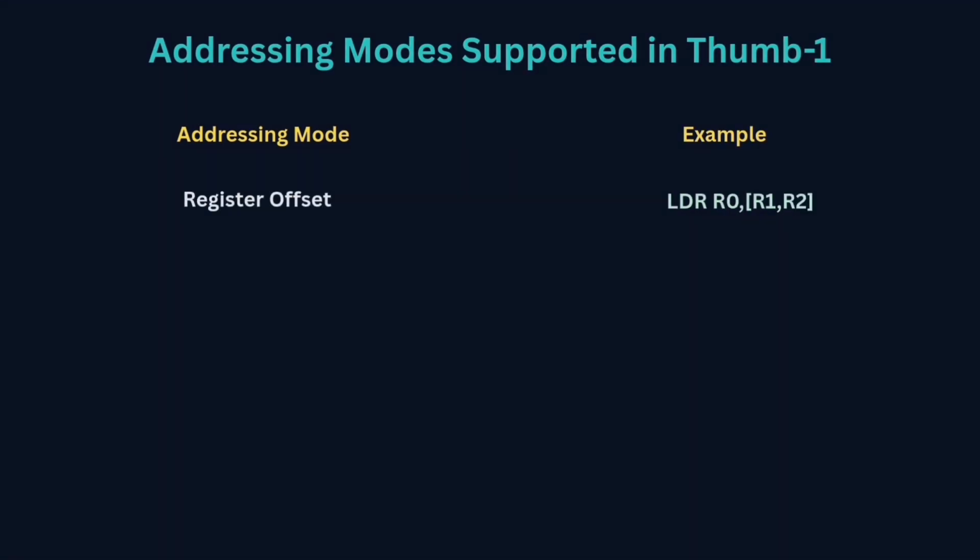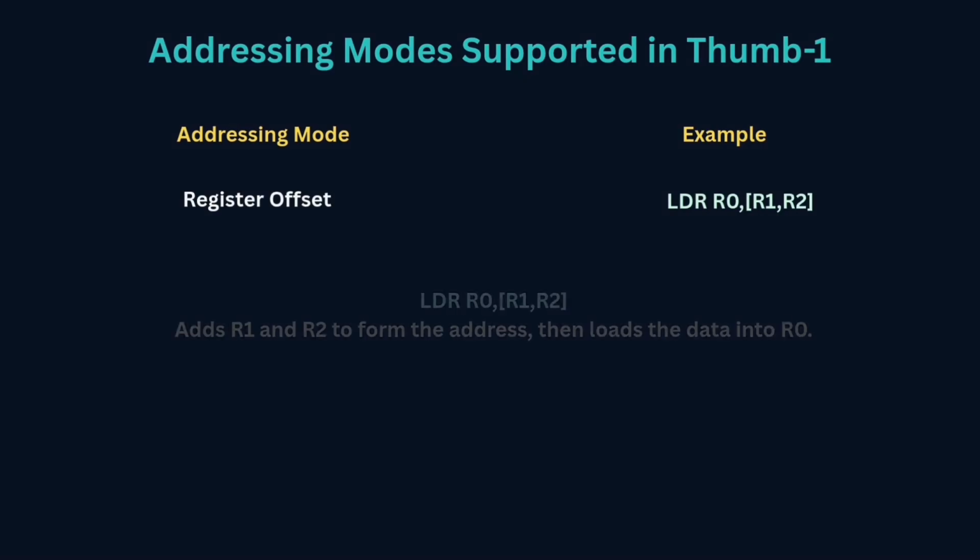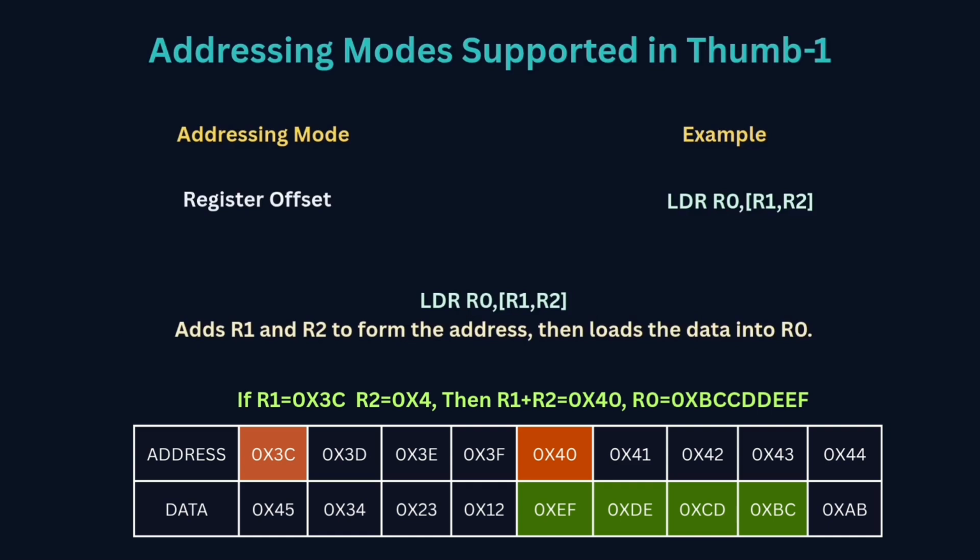Next, we have register offset. Example for that is LDR R0, [R1, R2]. Instead of using a constant offset, Thumb-1 uses another register as the offset. During execution, the processor adds the contents of R1 and R2 to form the effective memory address. It then reads the data stored at the address and loads it into R0.